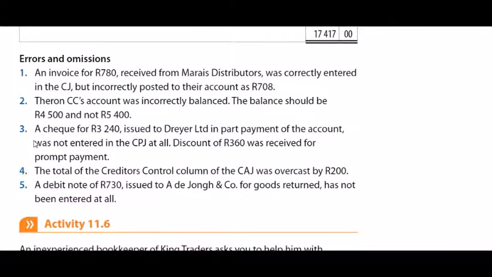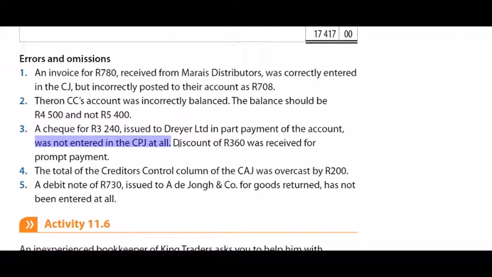Then adjustment number 3 said a check for 3,240 Rand issued to Dreyer Limited in part payment of the account was not entered in the CPJ at all. Now, if it's not in the journal at all, then it won't have been taken to the debit side of the control account, and it wouldn't have been taken to Dreyer Limited's account in the debtors ledger or at the end in the debtors list. So we have to fix it in both places.